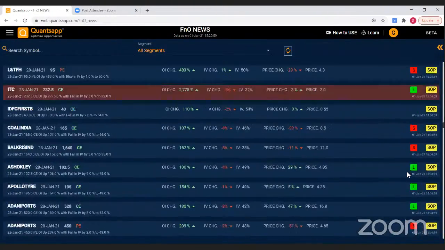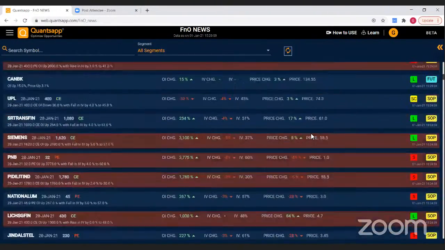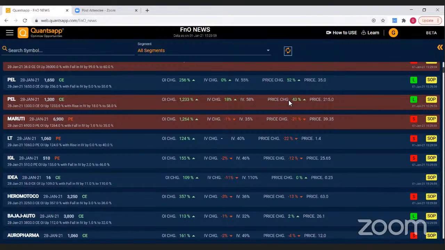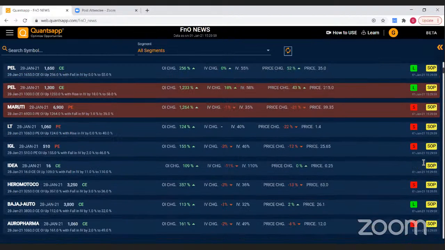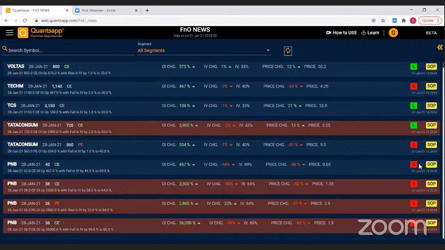So this is the way you can see that if prices are increasing, whether it's more on the covering side or the long build up side. So this gives me that for the price increase, the OI is also increasing, build up is long. Then you can see here SOP and IOP. SOP stands for stock option and IOP stands for index option.